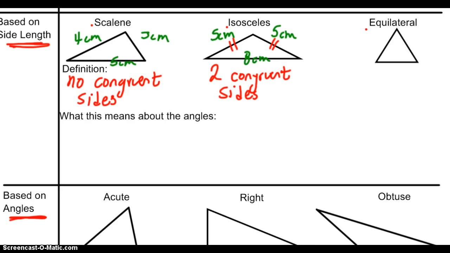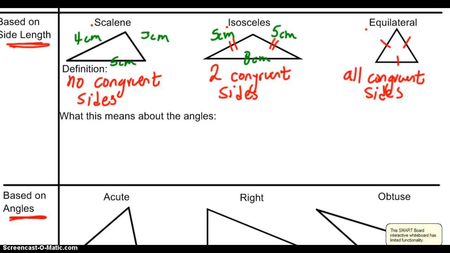Something like that. On the other hand, we also have an equilateral triangle, and you might know that an equilateral triangle has all three congruent sides. So all congruent sides. Now those are based on side length: scalene, isosceles, and equilateral.